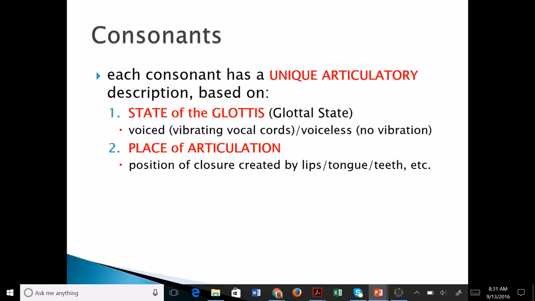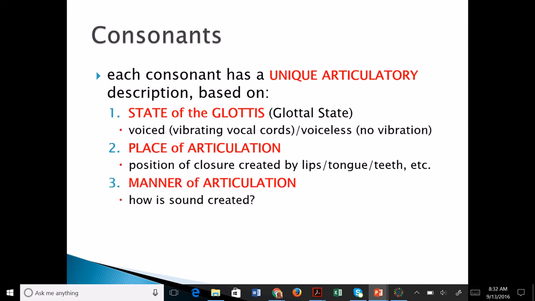Are we using our lips, drawing them together? Are our lips and teeth interacting? Is our tongue moving up to our teeth, or is our tongue moving up to the top of our mouth somewhere? So we always indicate, where does the place of closure take place? And this is a characteristic we call place of articulation. So you might as well look at your consonant chart now and see if you can see, where do we designate the glottal state, and then where do we designate the place of articulation.